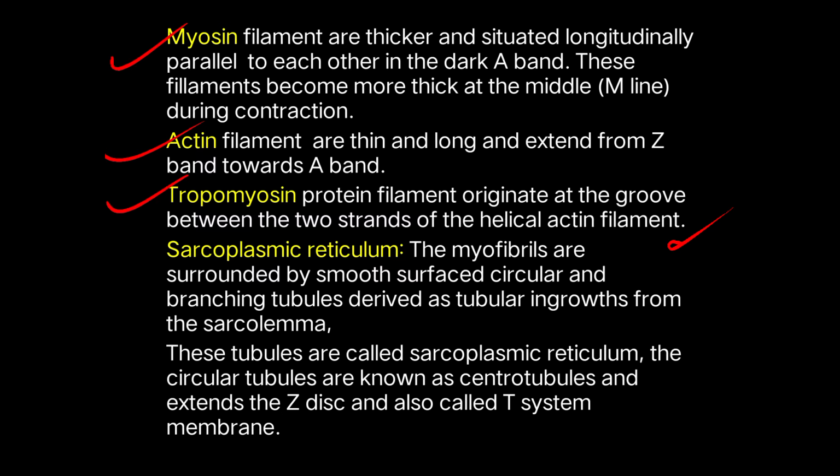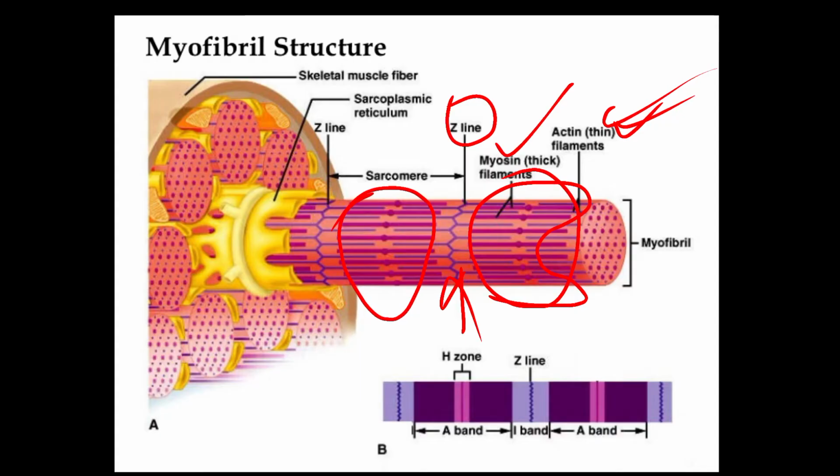Next is the sarcoplasmic reticulum. The myofibrils are surrounded by smooth-surfaced circular and branching tubules derived as tubular ingrowth from the sarcolemma, and these tubules are called sarcoplasmic reticulum. The circular tubules are known as centrotubules, extend to the Z disc, and are also called the T system membrane. So we can see in this way these structures are found.